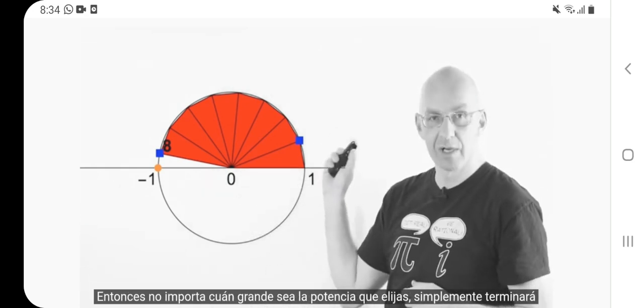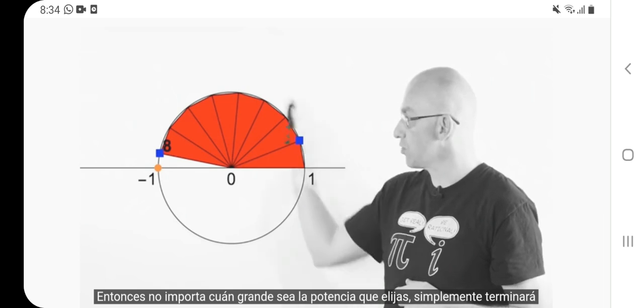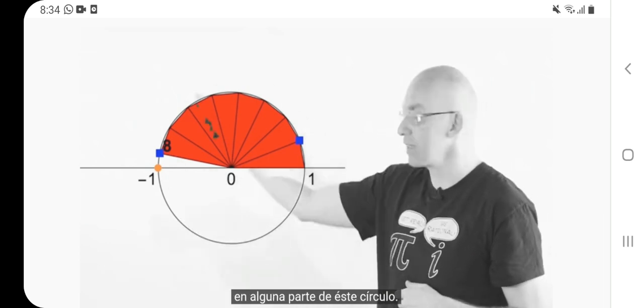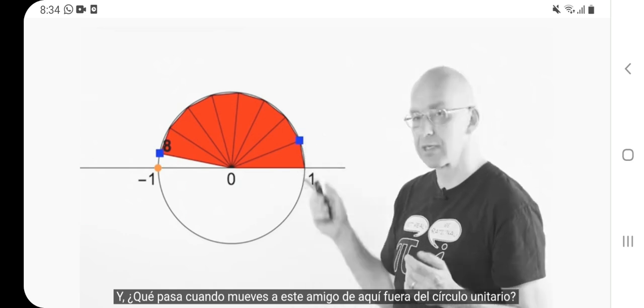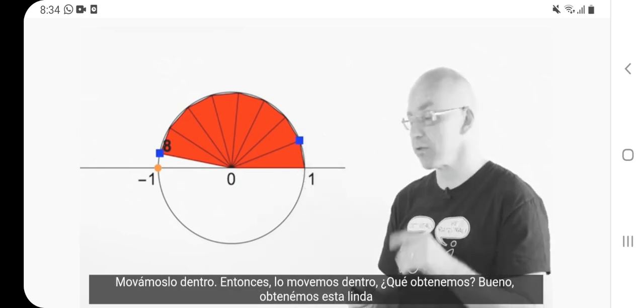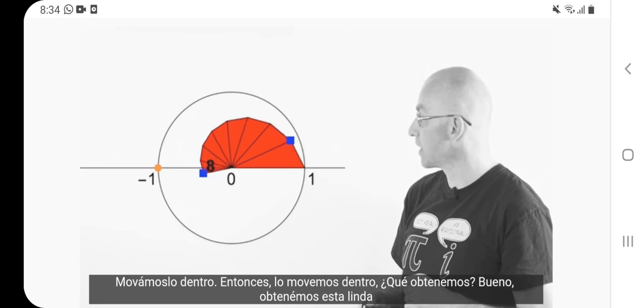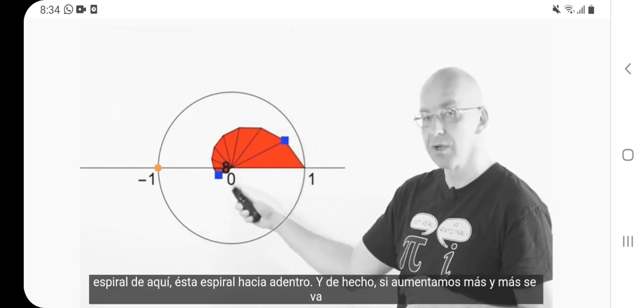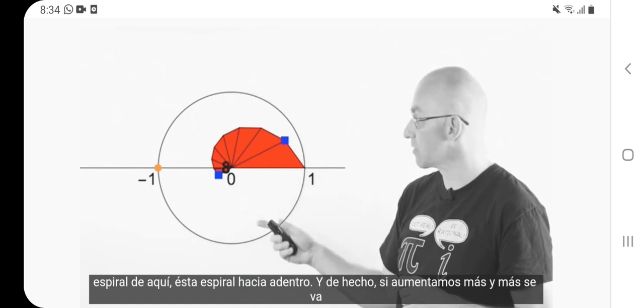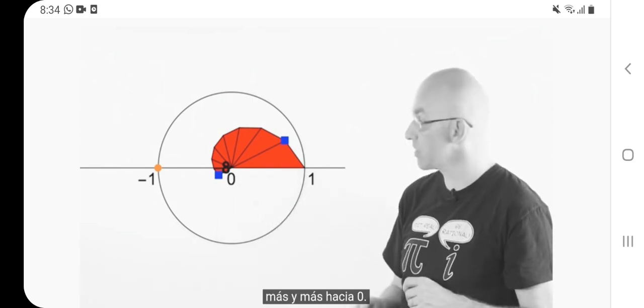So it doesn't matter how high a power you choose, it's just going to end up somewhere on that circle. And what happens when you move that guy off the unit circle? Let's just move it inside. So we move it inside, and what do we get? Well, we get this nice spiral, spiraling inside, okay? And actually, if you go higher and higher, that goes closer and closer to 0.